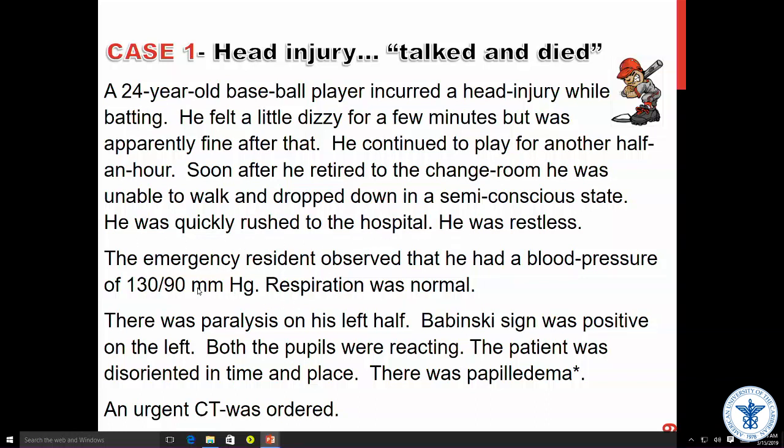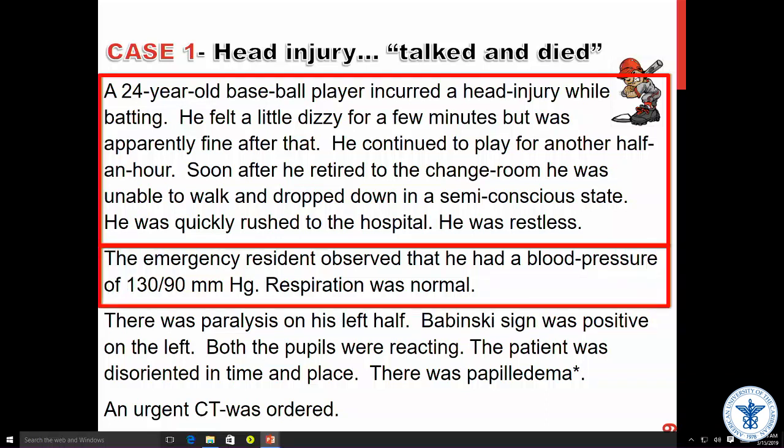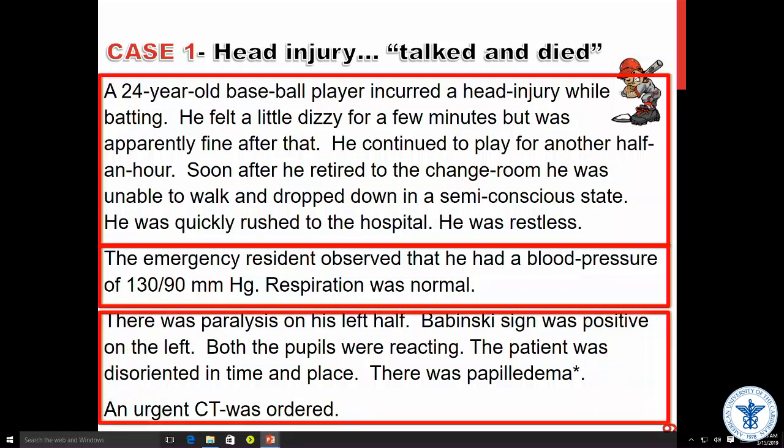He was restless. The emergency resident observed that he had a blood pressure of 130/90. So far he's fine. Respiration was normal. So far he's fine. There was paralysis on his left half. Okay. Babinski sign was positive on the left. Both the pupils were reacting normally. What may happen next? His left side is paralyzed.